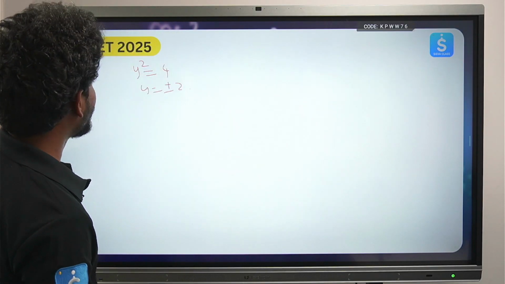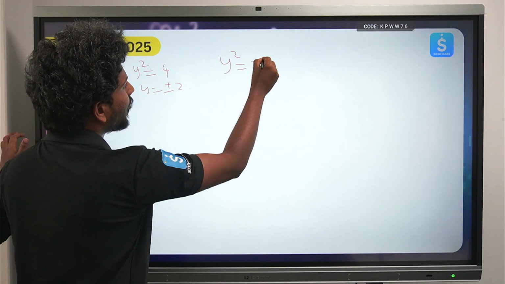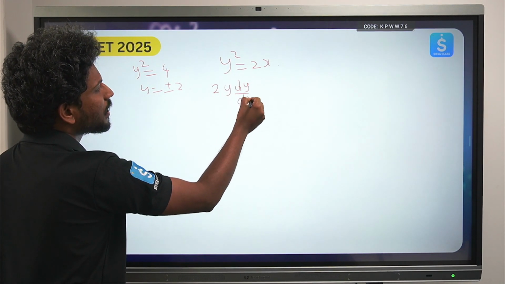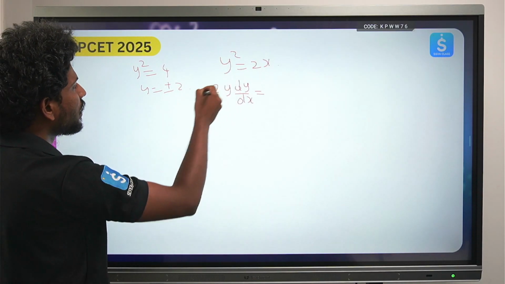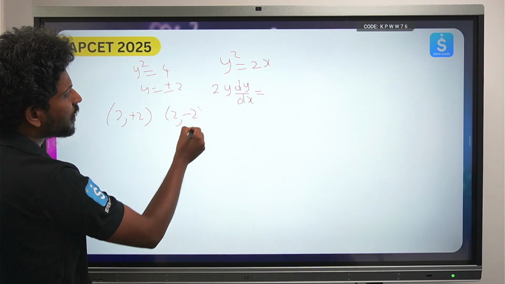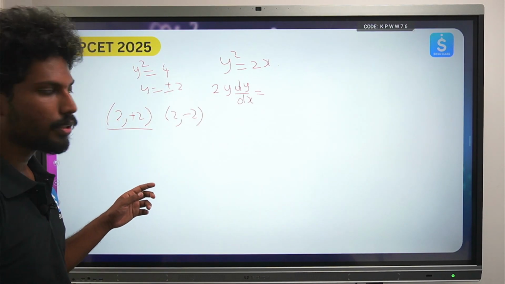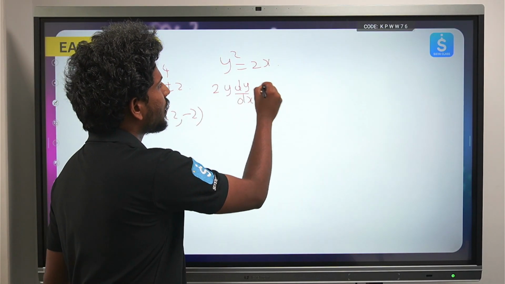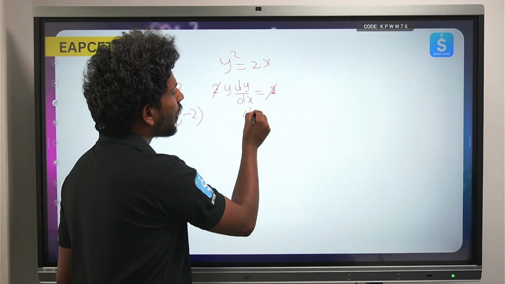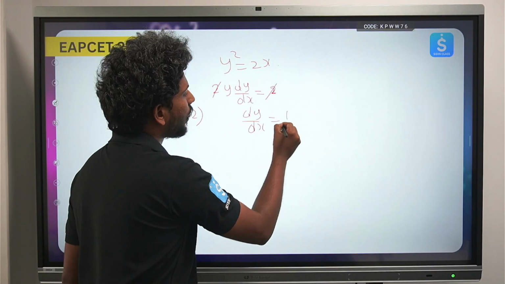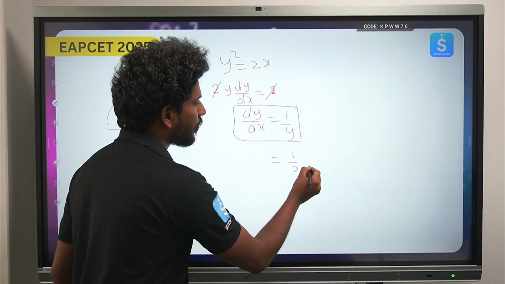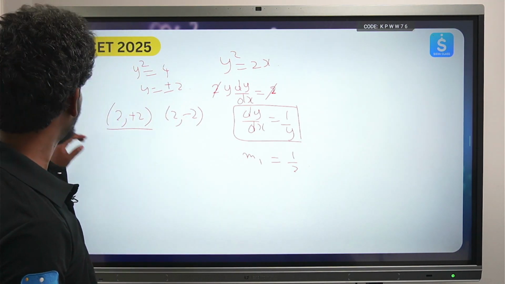For y square equals 2x, can you find the dy by dx? 2y into dy by dx equals, what can you say? Here we have 2 points, one is 2 comma plus 2, one is 2 comma minus 2. So let's analyze both the cases. Let's take 2 comma plus 2. So 2y into dy by dx equals 2. Can I cancel 2 2? So dy by dx equals 1 by y. So according to this, y is 2 and I have m1 equals 1 by 2.